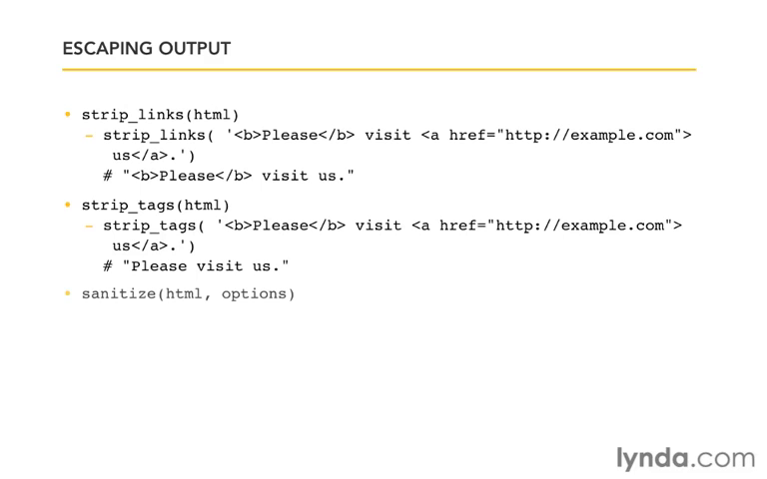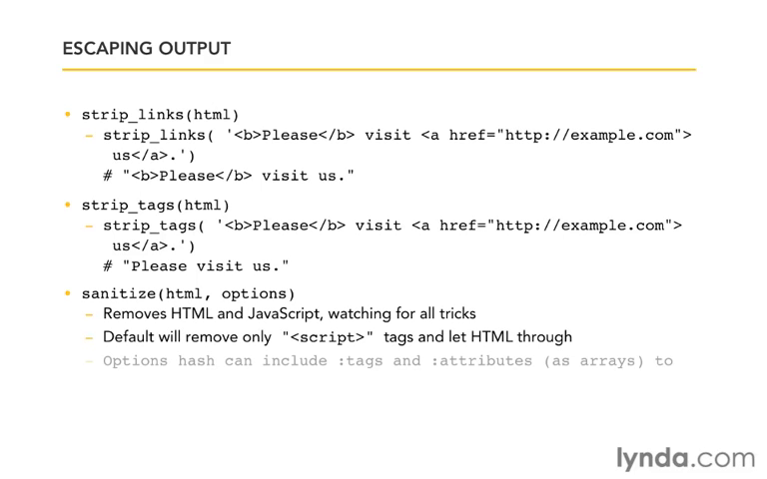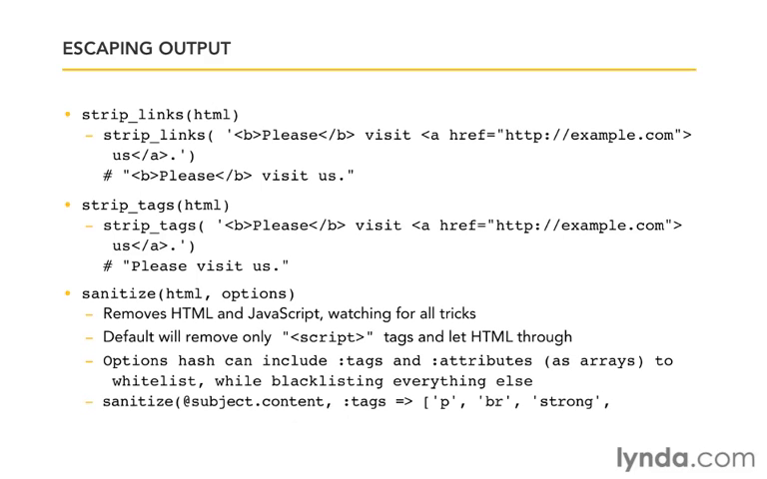And then last of all, we have sanitize. Sanitize will remove HTML and JavaScript, and it does a really good job of watching for all the tricks that someone might use to try and sneak some code past you. Now by default, it will only remove the script tags, and it'll let all HTML through. But we can pass in an options hash to tell it what tags and attributes we want to allow, and then everything else will be disallowed. What we're doing is passing in what's called a whitelist.